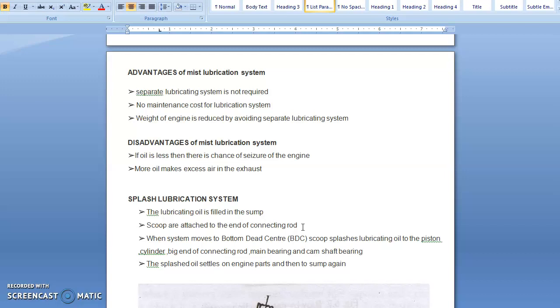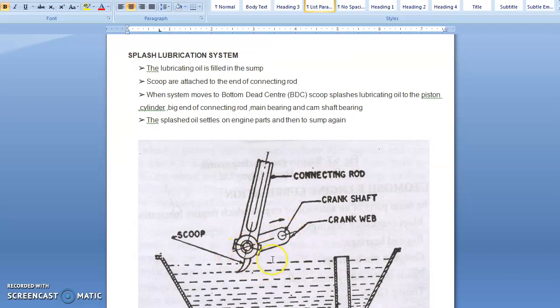Next, the next type is the splash type lubricating system. Here you can see in this figure, in this system of lubrication, the lubricating oil is stored in an oil sump, and a scoop or dipper is made to rotate at the lowest part of the connecting rod. Here this one is the connecting rod. When the engine runs, the dipper dips in the oil once in every revolution of the crankshaft and causes the oil to splash on the cylinders.